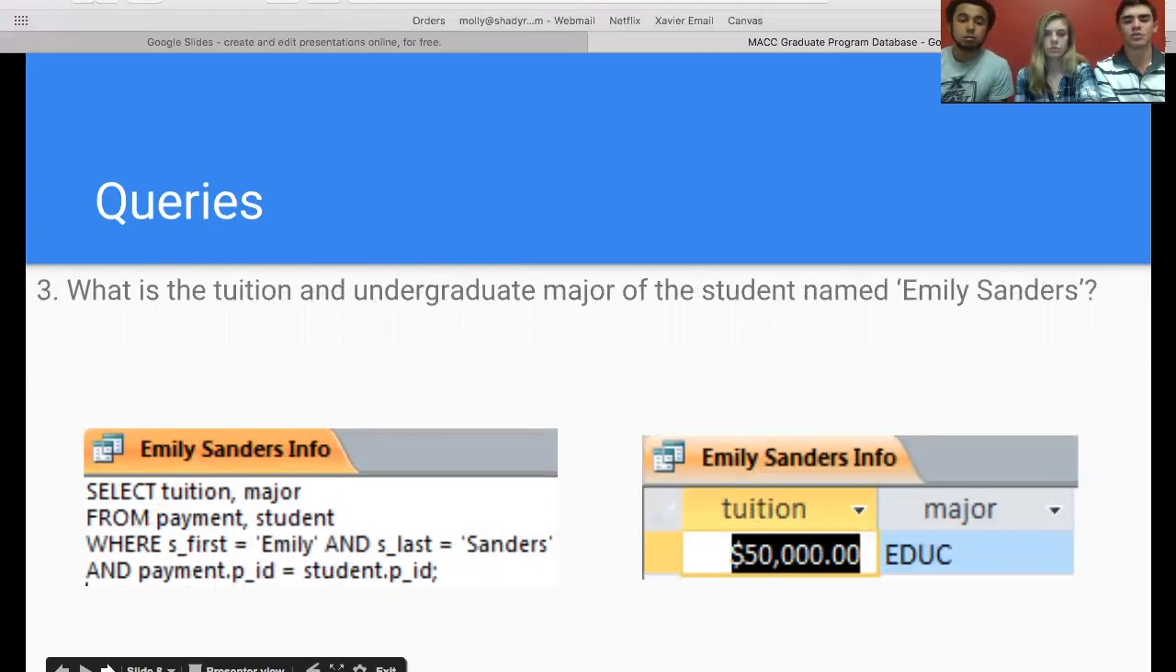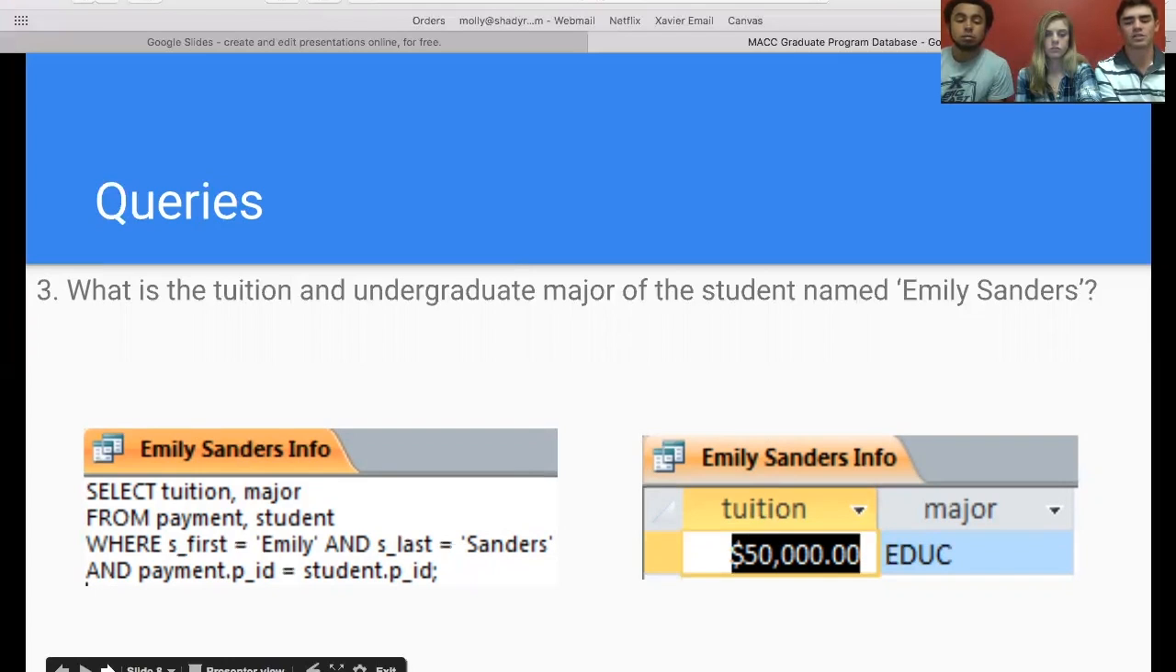We wanted to see the tuition and undergraduate major of the student named Emily Sanders. This would help us see what type of student she is, how much she has to pay, and which kind of classes she has to take given her undergraduate major. We select the tuition and majors from the payment and student tables, respectively. We match student first and last name to Emily Sanders and link the payment and student tables through their PID.